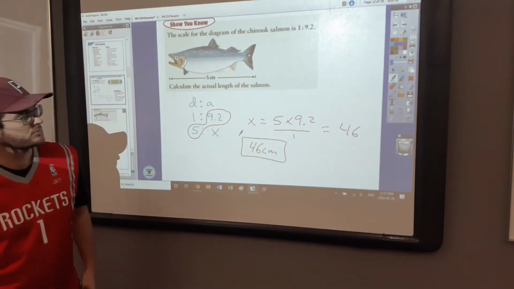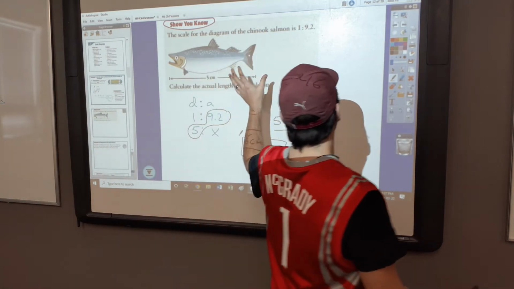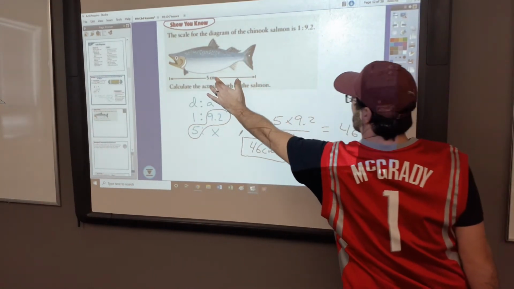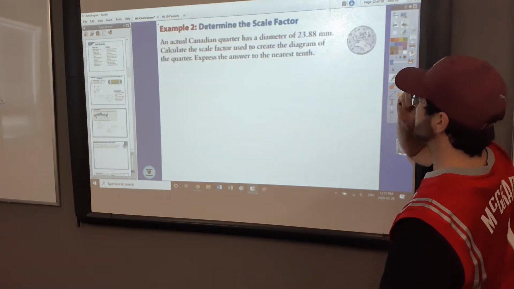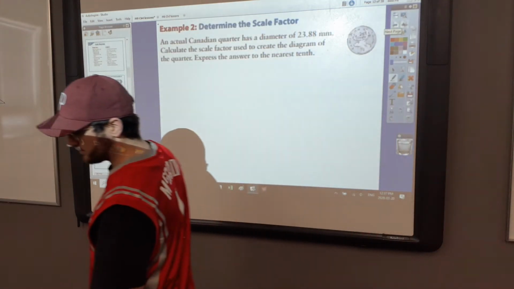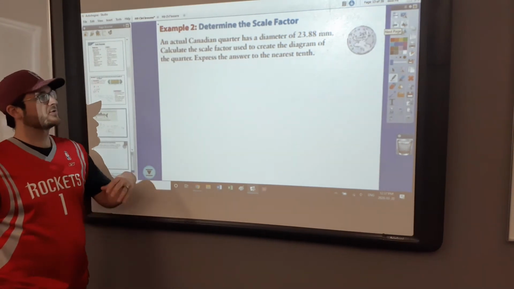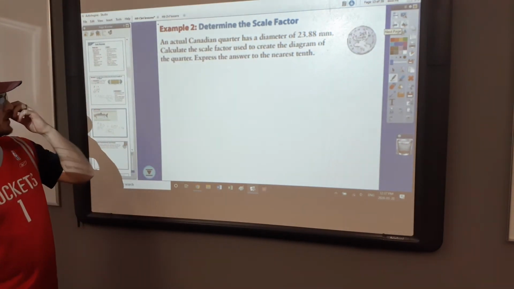All right? So that's going from using the scale factor in one dimension to find the missing dimension. In the last example here, we'll look at actually finding the scale factor. If you have two similar shapes, what is the scale factor?